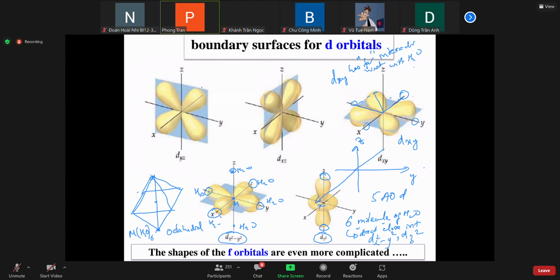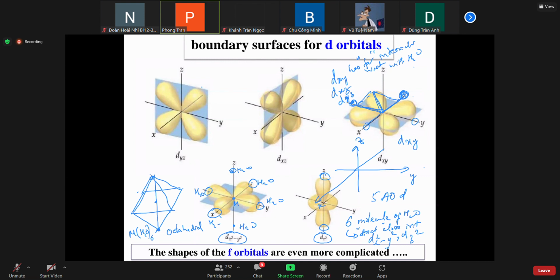Can you see it? Because the orbital dxy stands in between this plane. The water molecules here stand on x and y, and the orbital dxy is in between like this. So the distance from the d orbital to the water molecule standing here is quite far. The same thing holds for dxz and dyz.